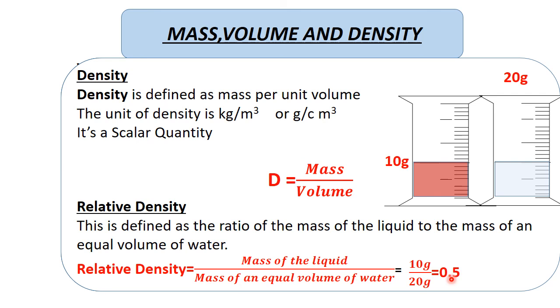Another question can be added. What is the density of the liquid? To get the density of the liquid from the relative density, you just add grams per centimeter cubed to the relative density. So the density of the liquid is 0.5 grams per centimeter cubed, while its relative density is just 0.5.